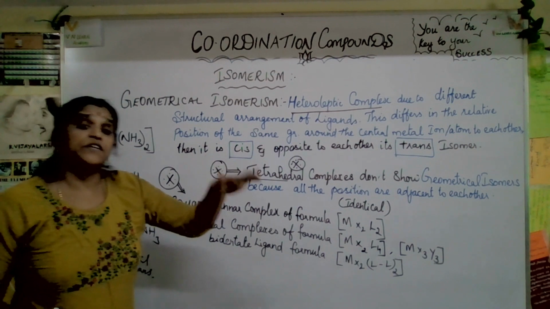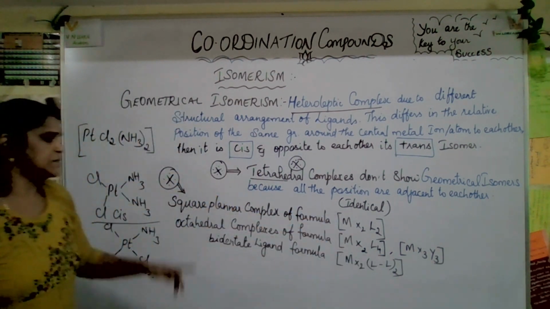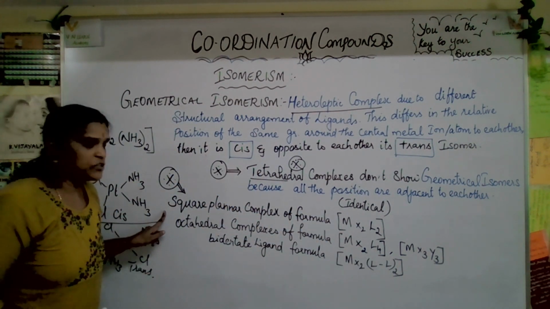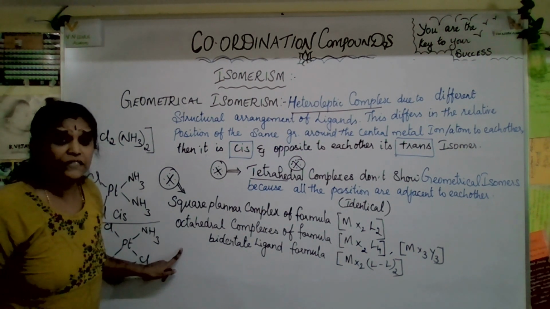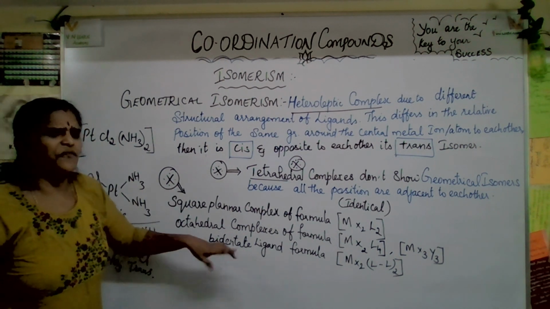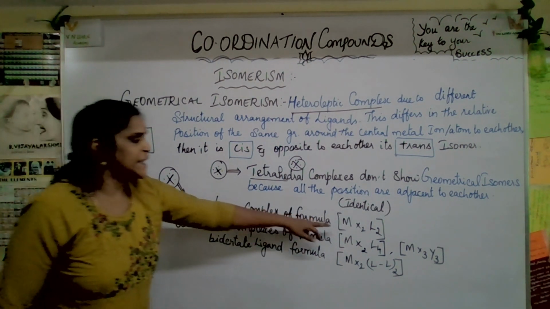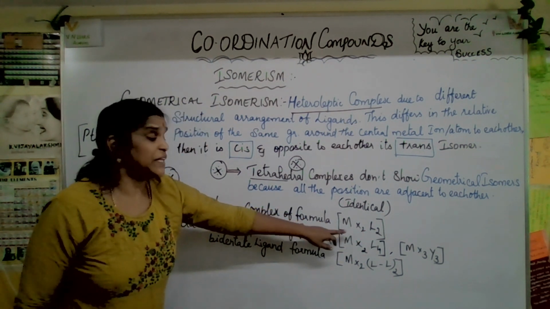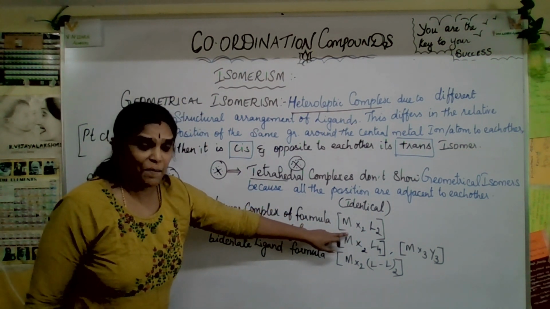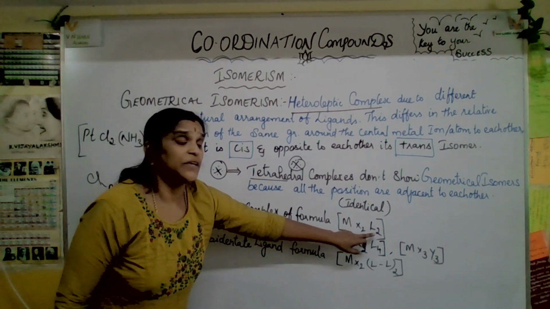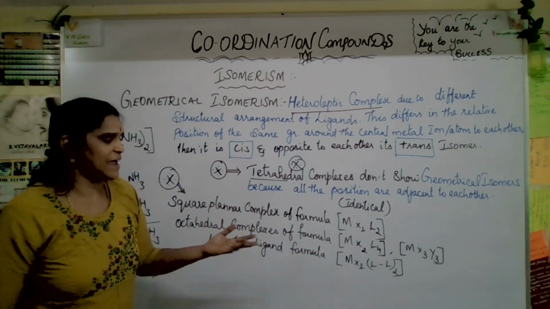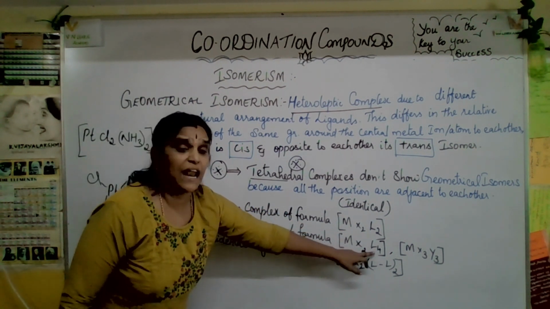Now, which complexes are possible? Square planar and octahedral complexes are possible. How can we identify them? MX2L2, where M is the central metal ion and X and L are monodentate ligands, and MX2L4.